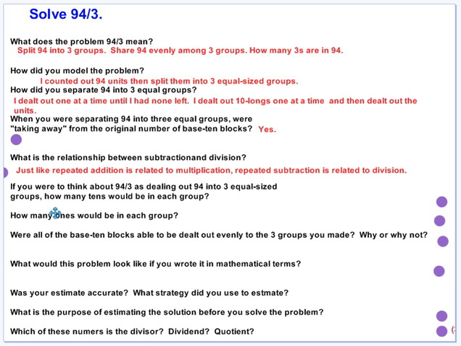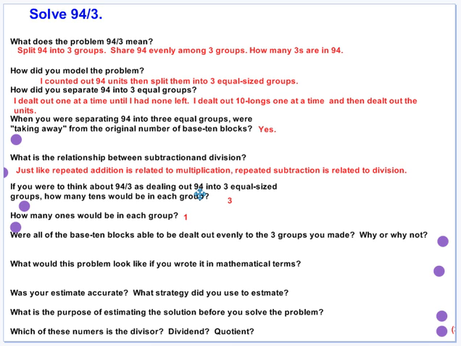If you were to think about 94 divided by 3 as dealing out 94 into 3 equal-sized groups, how many 10s would be in each group? Well, if I have 9 10s in 94, and I divide those equally 3 ways, it seems like I would have 3. So I would have 3 10s. Aha, there we go. Okay. How many 1s would be in each group? At least 1. That's what I'm thinking, because we're making 3 equal-sized groups.